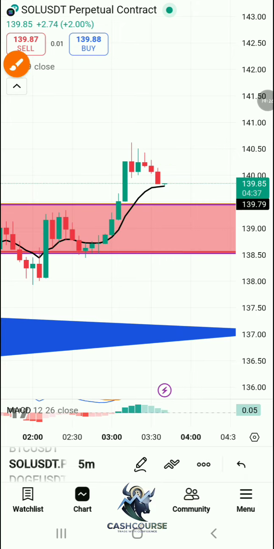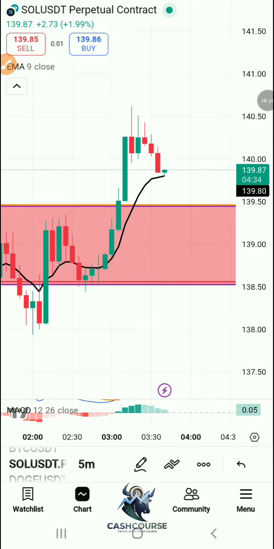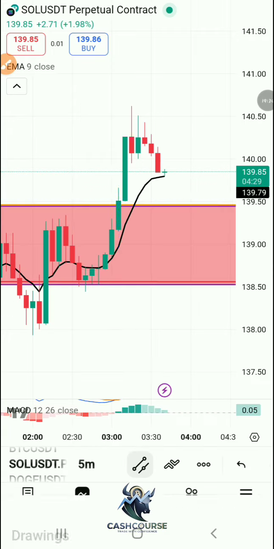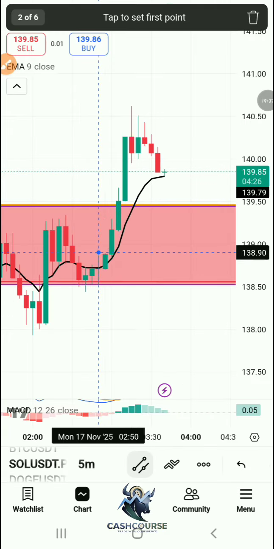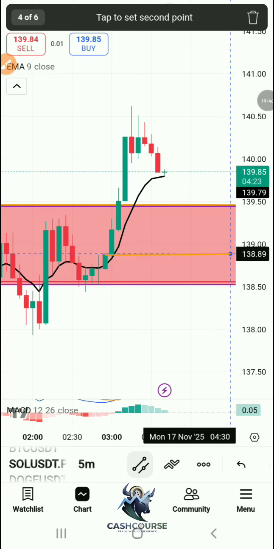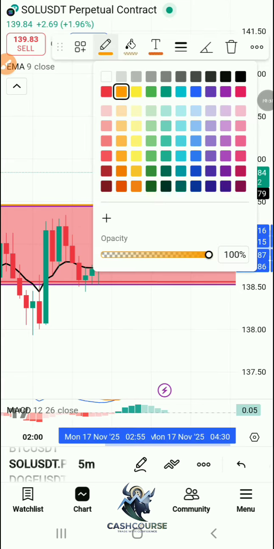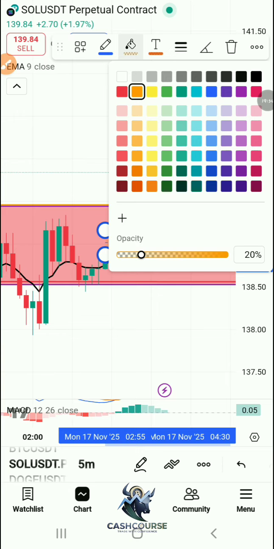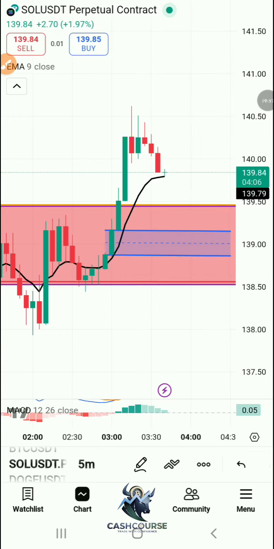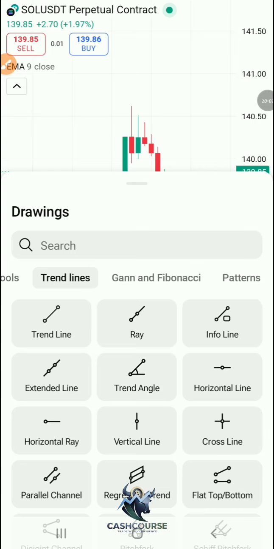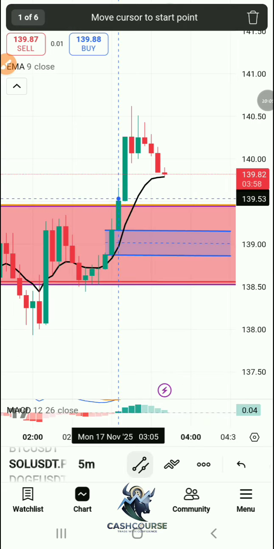Now let's find the fair value gap on this price over here. I think I have already found my fair value gap. Let me draw it out so you can see. I'm just going to use the parallel channel to draw out my fair value gap. Now this is the first fair value gap I have seen. Let me paint it blue so that it can be visible. Great, so this is my first fair value gap, and the second fair value gap can be found over here.